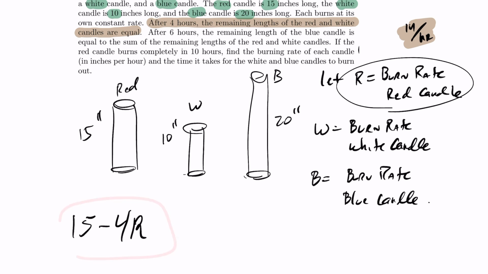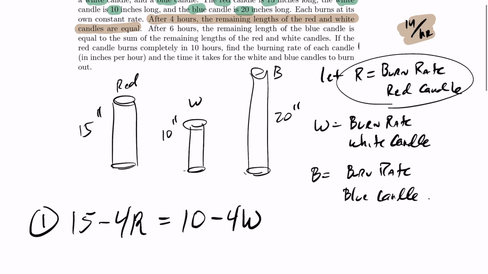It's going to decrease, right? So if this is 4 hours, and if this is decreasing, let's say, 1 inch per hour, it's going to be 15 minus 4 times 1. If this is decreasing by 2 inches per hour, it would be 15 minus 4 times 2, etc. So it says after 4 hours, the remaining lengths of the red and white candle are equal. So therefore, I can set this equal to 10 minus 4W, same time, but the burn rate is different. So there's our first equation, the one I've highlighted in brown.